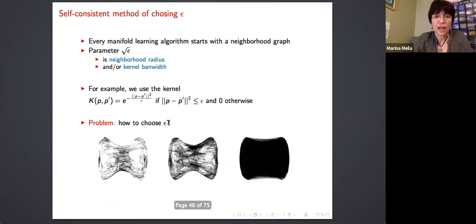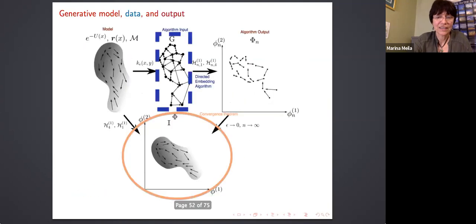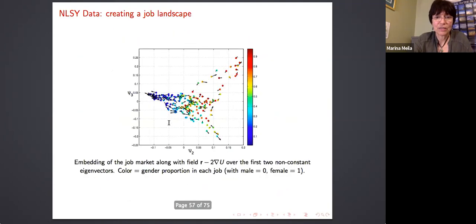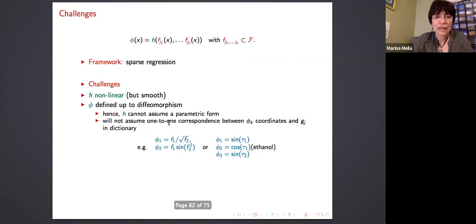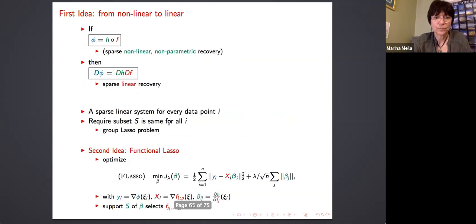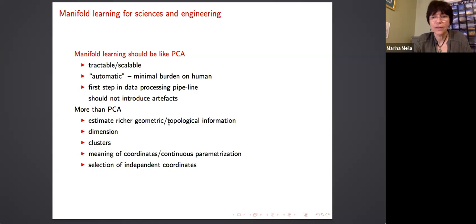Yes, I have a lot to say. In fact, I have to say something about directed embeddings, but I also want to get to the conclusion. And I have two kinds of conclusions. One is that manifold learning should be like principal components from the point of view of the scientists who use it. By this, I mean that principal components is reliable, it's tractable, it's scalable, and it's automatic, which means that you always know what you get.